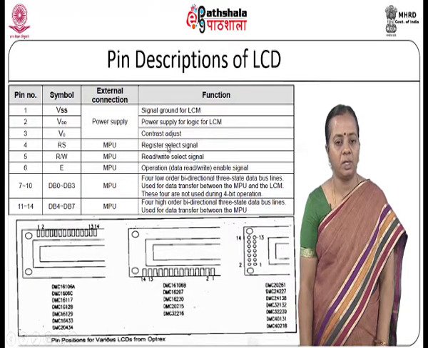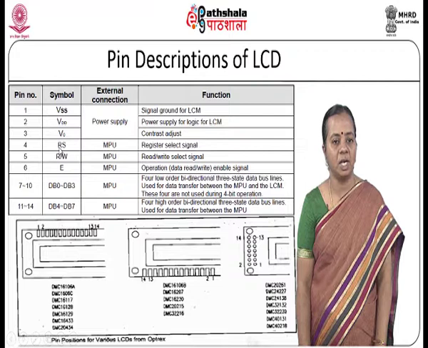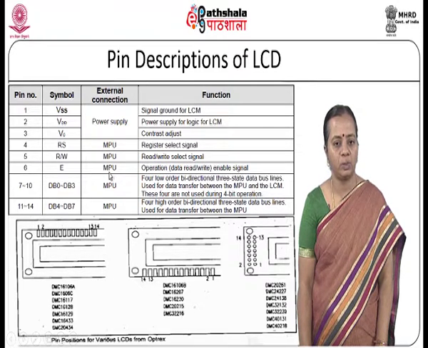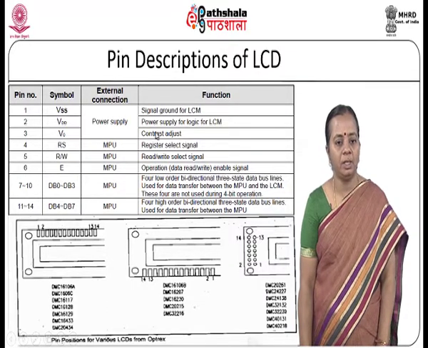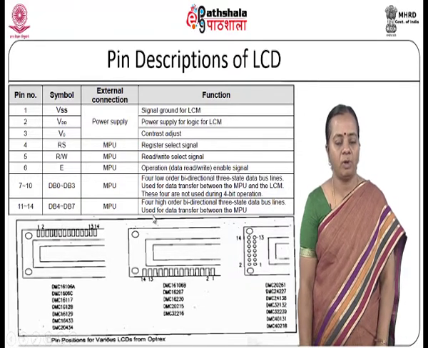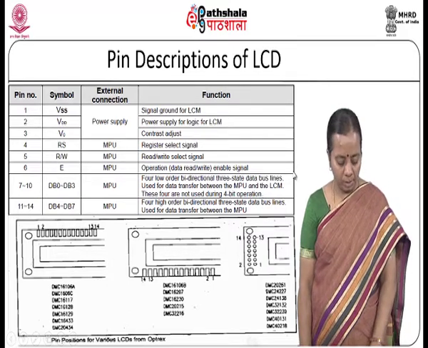RS is the register select signal. RW is the signal used to decide whether you want to read from or write to the LCD. E is for operation: you enable the LCD by sending a high to low pulse at E. DB0 to DB3 and DB4 to DB7 are the pins used for connecting the 8051 controller with this LCD. They are bidirectional pins where you can send as well as receive data.